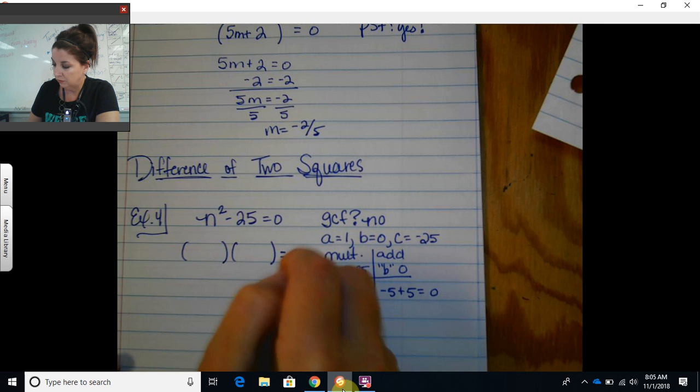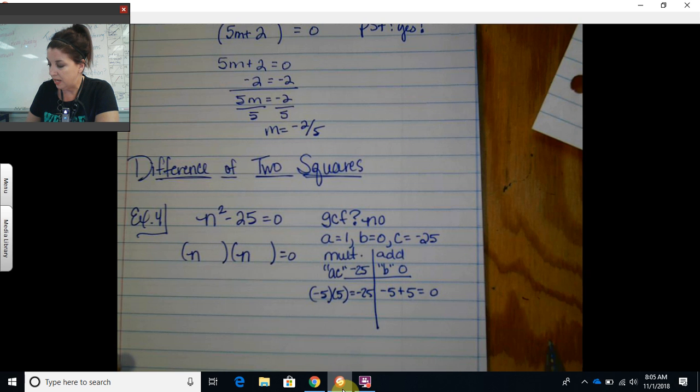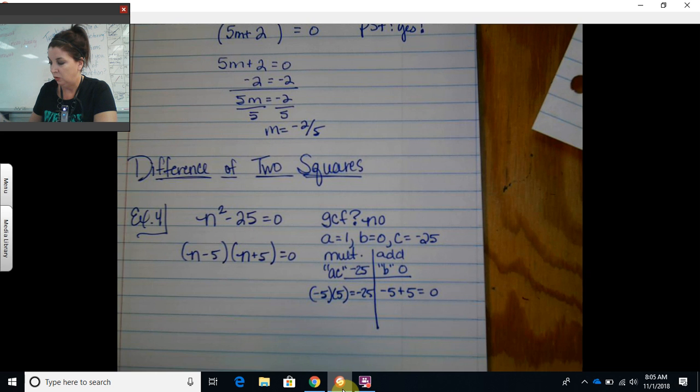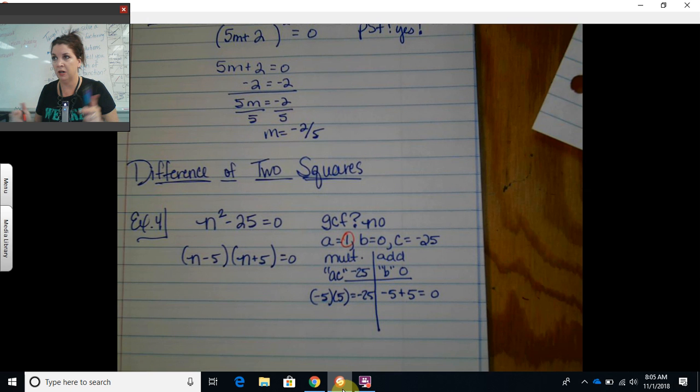Make our 2 sets of parentheses. The variable this time is n. And the numbers I will use are -5 and +5. What would I be dividing and sliding by? 1. Is it necessary to divide and slide if A is 1? No, so I'm not going to. Obviously, if A is any number besides 1, we must divide and slide. Okay, so are these 2 identical factors? No. Almost, except for one's positive and one's negative, right? So I can't write it as one factor and then square it. It's not a perfect square trinomial.